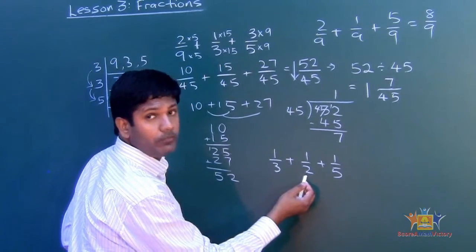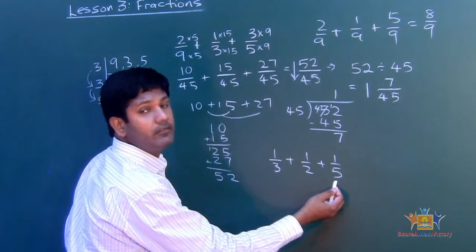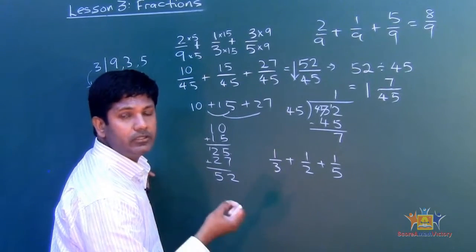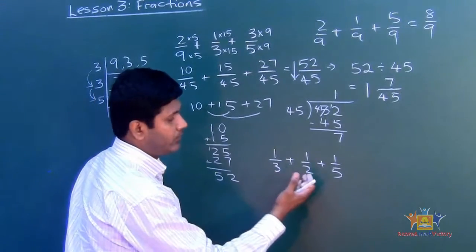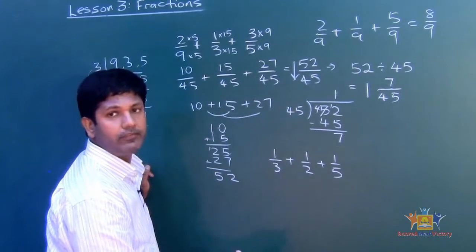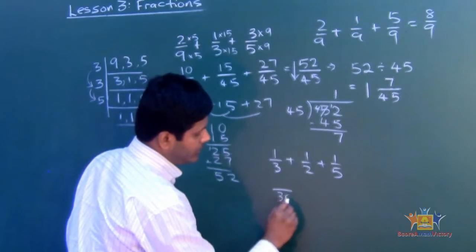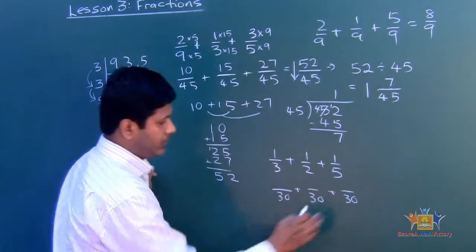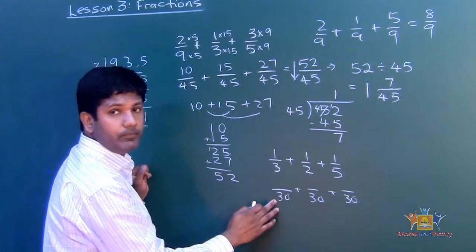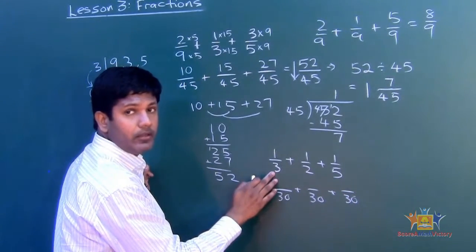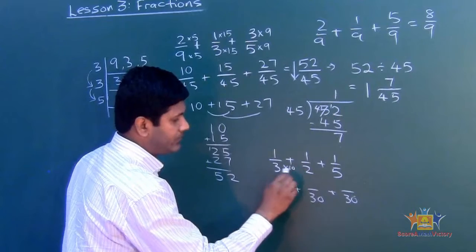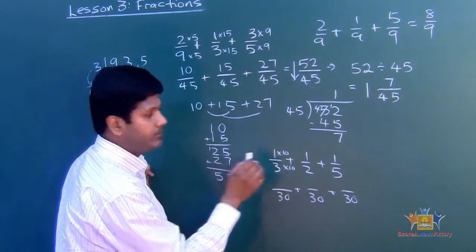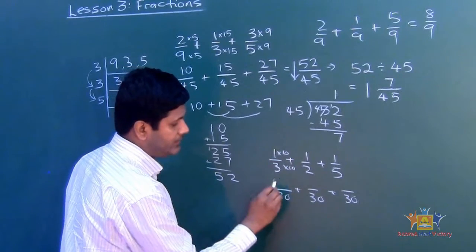3 times 2 is what? 6. 6 times 5? Very good. It's 30. So 30 would be the lowest common denominator for 3, 2, and 5. Alright? Then just put 30, 30, 30. Okay? So how do I go from 3 to 30? Multiplying 3 by what? 10. Very good. Because 10 times 3 is 30. If I multiply the denominator by 10, I have to multiply the numerator by 10. 1 times 10 is 10.